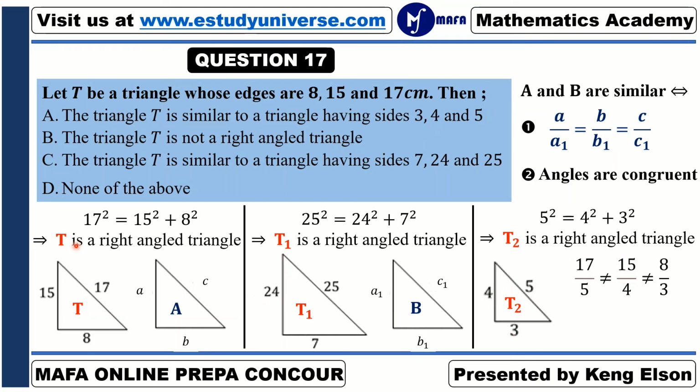Now let us look at triangle T and T1. We do the ratio between the corresponding side lengths. 17 divided by 25 is 0.68. 15 divided by 24 is 0.625. They are already unequal, so we can even end there. But if we take 8 divided by 7, it's going to give us 1.14. So you see that the ratios are not equal. Therefore triangle T is not similar to triangle T1. So in conclusion, option D is correct.